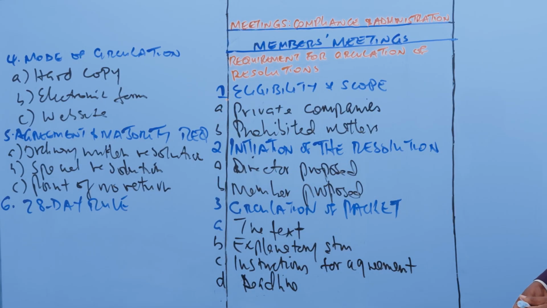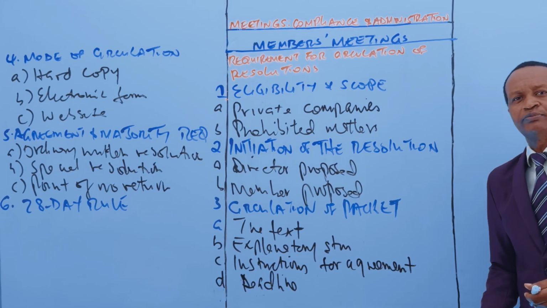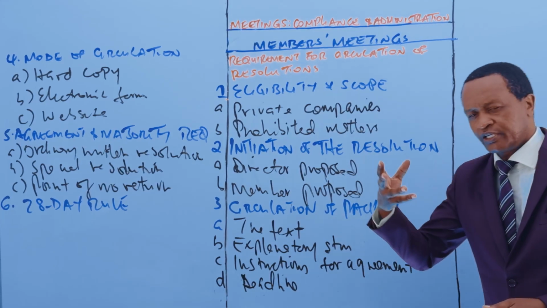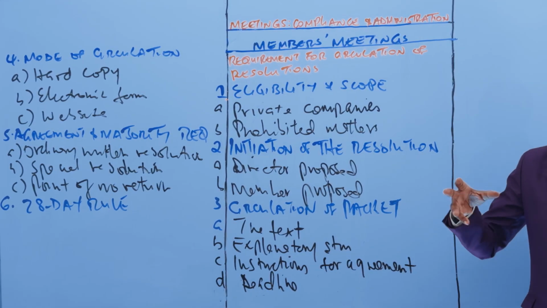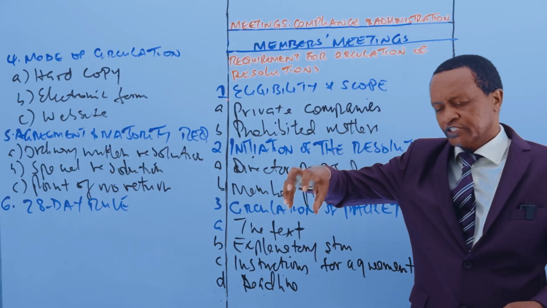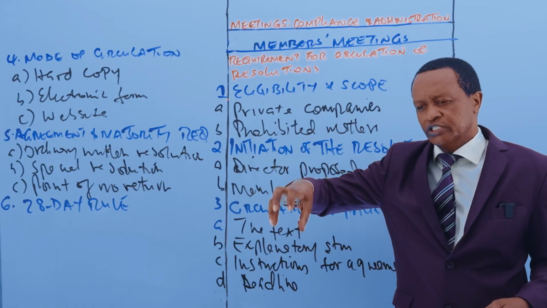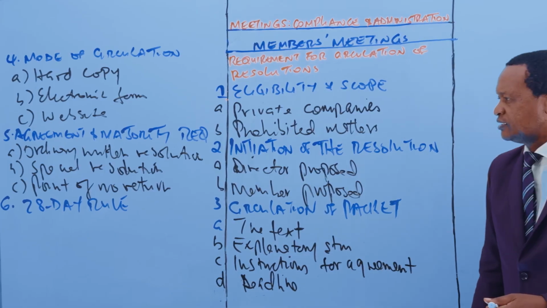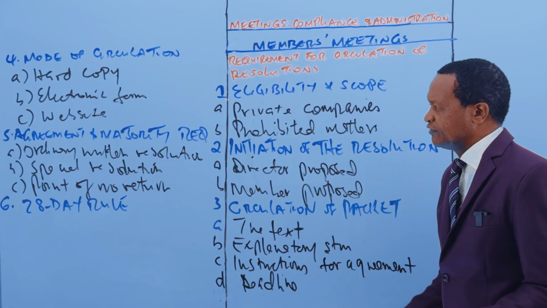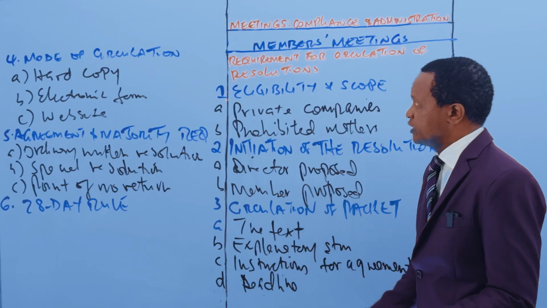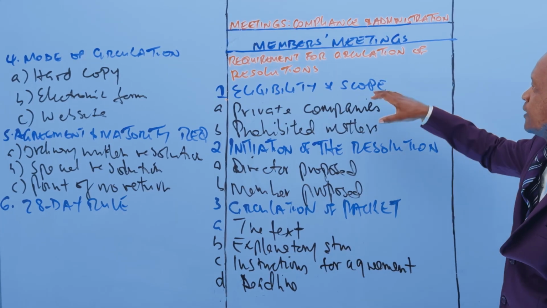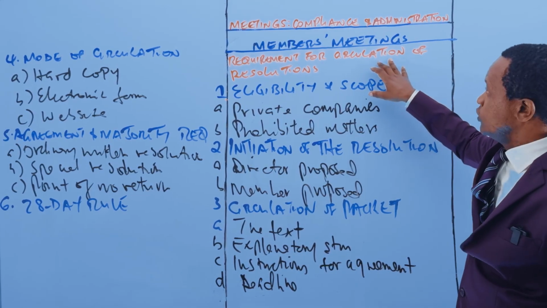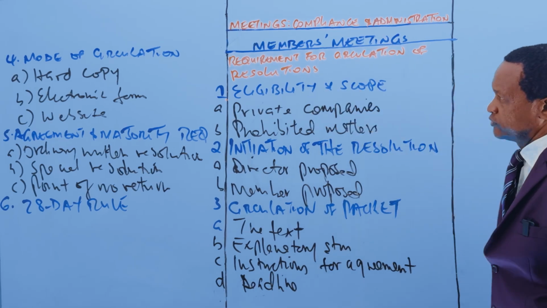So these are the requirements for circulation of resolutions, which we have defined as the process that allows a company to make formal decisions without the logistical burden of a physical, electronic, digital or virtual meeting. So when a company makes resolutions without necessarily having to meet physically or online, that is done through written resolutions, or what we call circulation of resolutions.